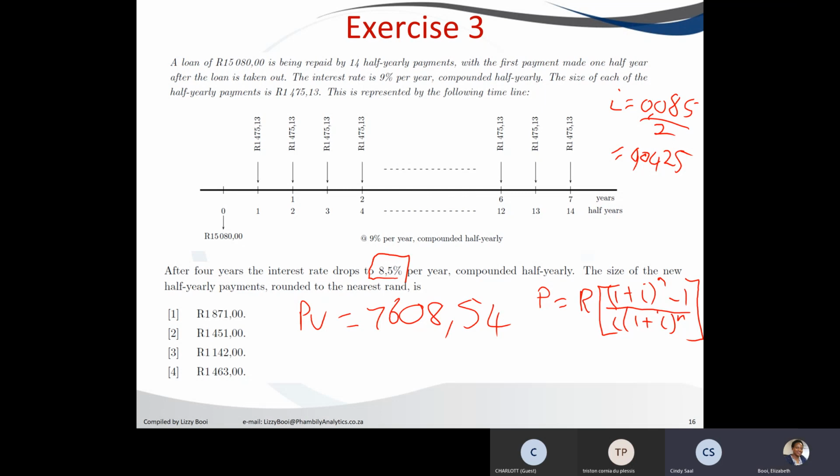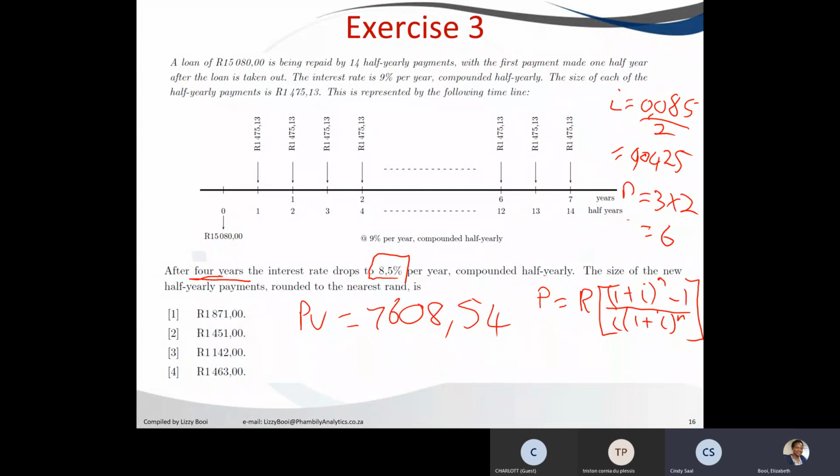Your n, remember now, you're not going to start from the beginning. It is half yearlies, and they said after 4 years. So now, after 4 years, how many years are remaining? Originally there were 7, so it means we already did 4. We are left with 3. So your n now will be 3 times 2, and this will give you your remainder of the half yearlies, which will be 6 half yearlies remaining. So you're going to calculate your n using that, complete the whole formula, and calculate PMT, which is your R in this instance.